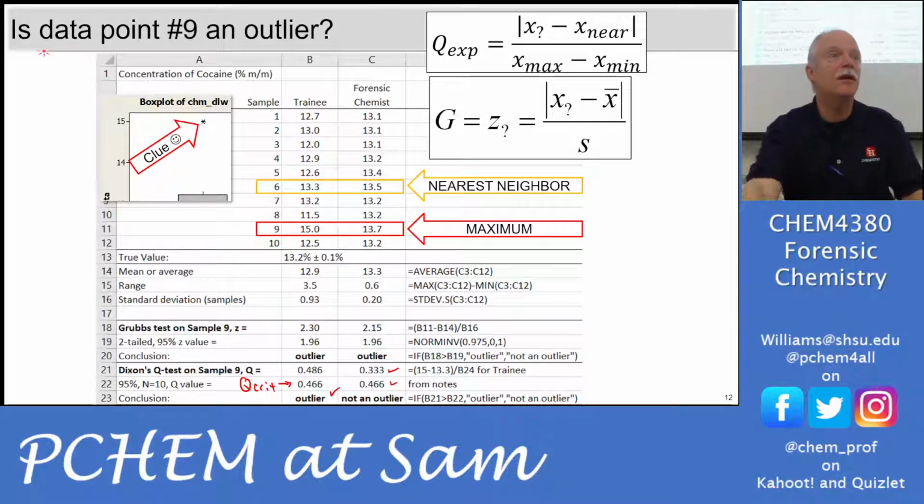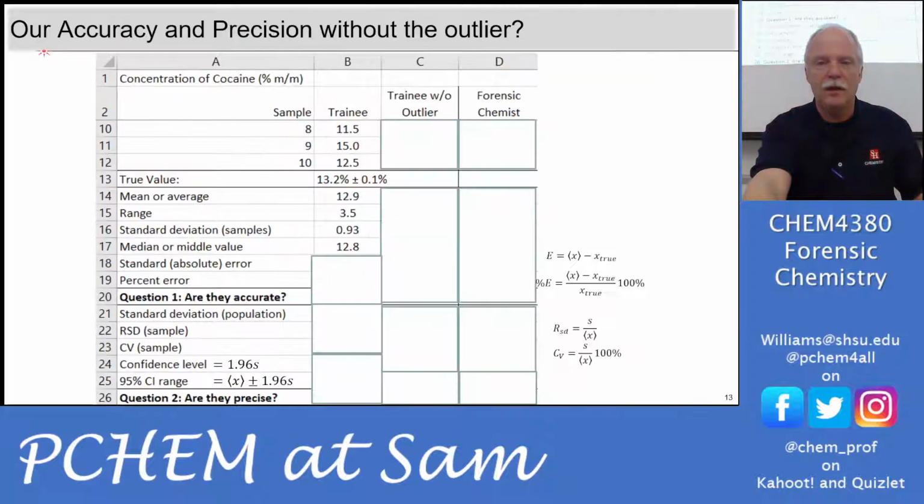Okay. So would you just trust the Q-test if the sample size is less than 15? Yeah. And so we'll go with the Q-test on this one and say that it's not an outlier, because n equals 10, which is less than 15. Yeah. So we're good. Okay. So we calculated our accuracy and precision without the outlier.